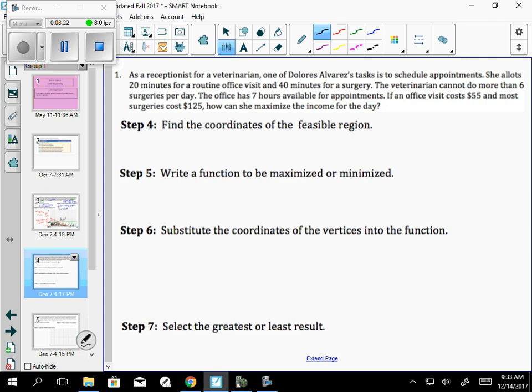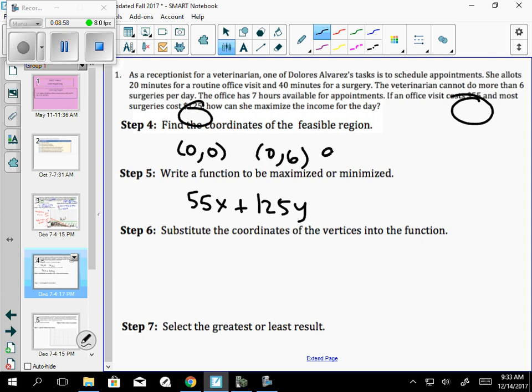So for step 5, our function that's going to be maximized or minimized, it said that it's $55 for appointments, $125 for surgeries. So our X is going with office visits, so that's 55. Our Y, that's 125, that's the surgeries, that's how much surgeries cost. So now we want to check those points that we had just come up with, 0, 0, 0, 6, 9, 6, and 21, 0 in with that equation.